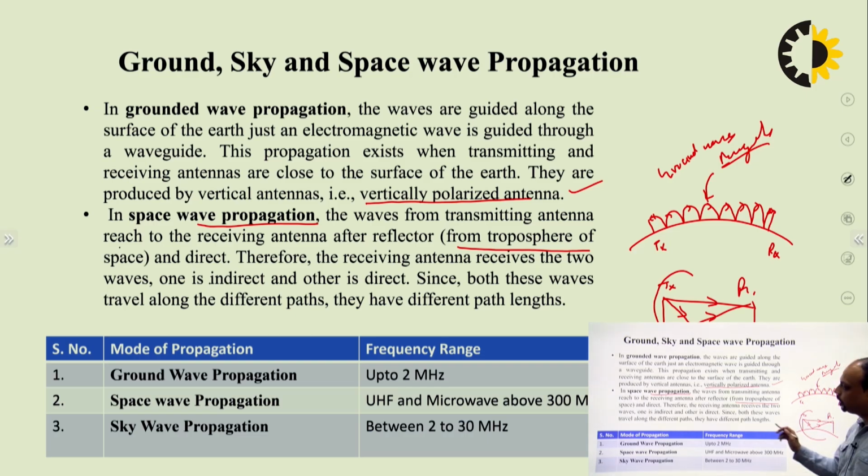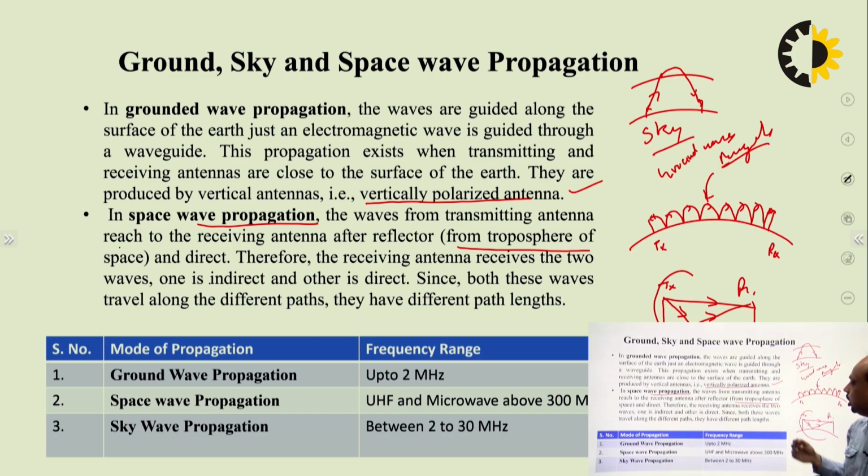And the third propagation is known as sky wave propagation. In sky wave propagation, the wave is shot from the transmitting antenna to the ionosphere, and due to the different concentrations of electrons in the ionosphere, the wave gets reflected back to the receiving antenna, and the signal is received by the receiving antenna. This kind of propagation is known as sky wave propagation.